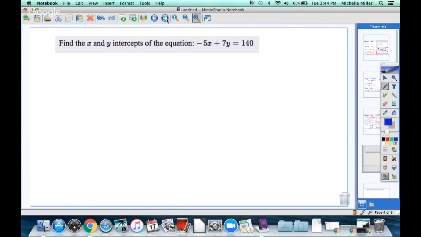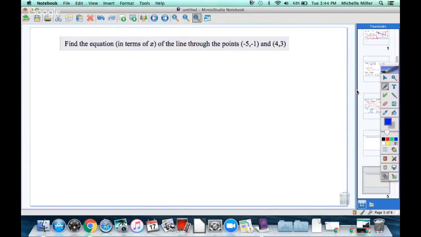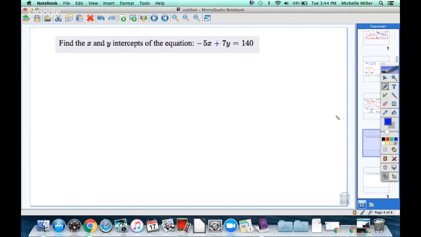All right, let's try another problem. On this one right here, oops, I think I skipped. There we go. I want to find the x and the y-intercepts for this equation right here. So there's a variety of ways to do that. An x-intercept is on the x-axis.